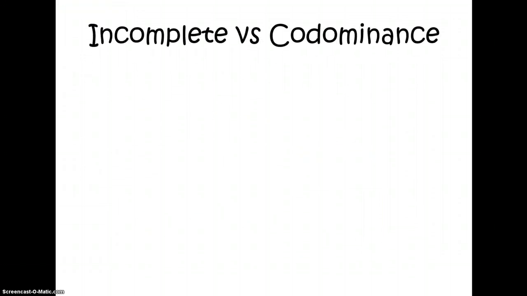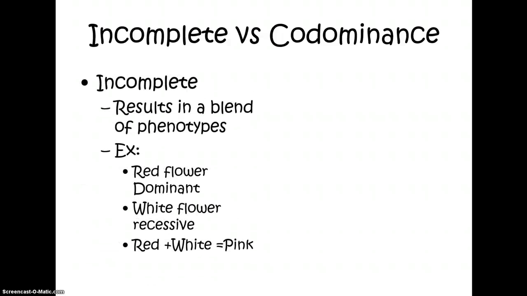We've got incomplete and codominance. First one we're talking about is incomplete dominance. Incomplete dominance is going to result in a blend of phenotypes.